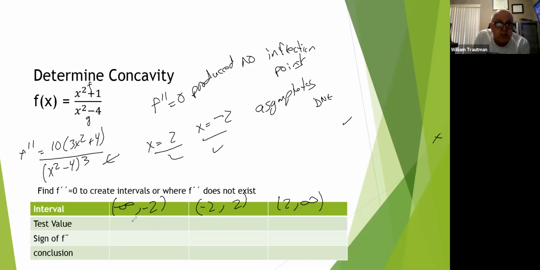So now I need a test value. I'm going to pick -3, I'm going to pick 0, and I'm going to pick 3. We're going to plug in those numbers into this function.